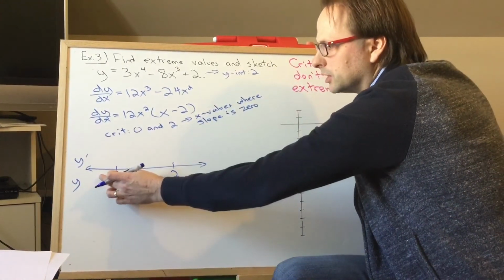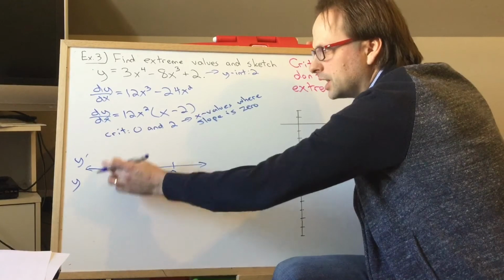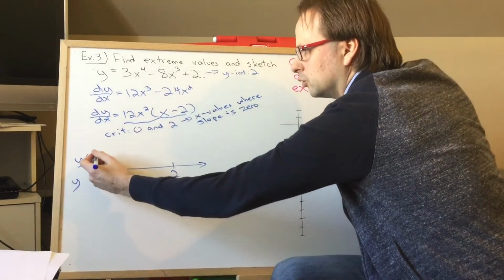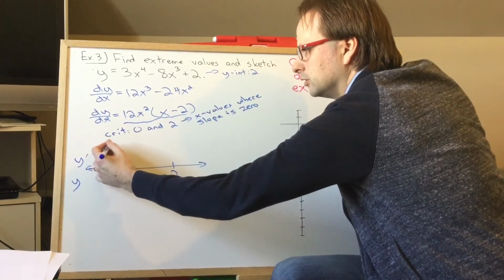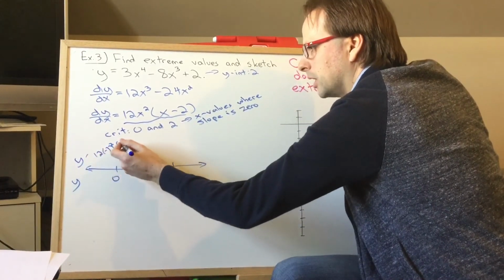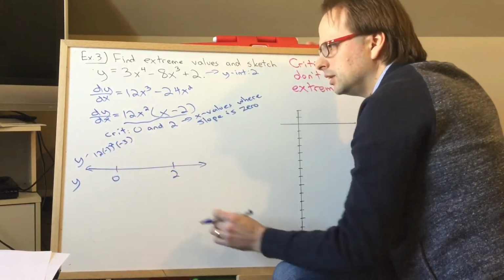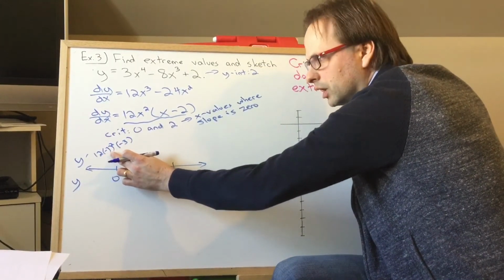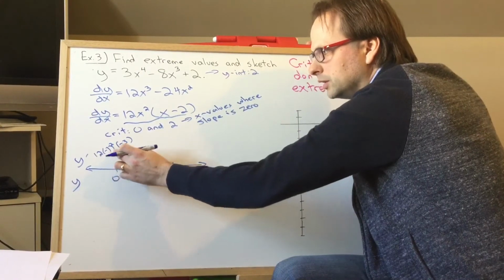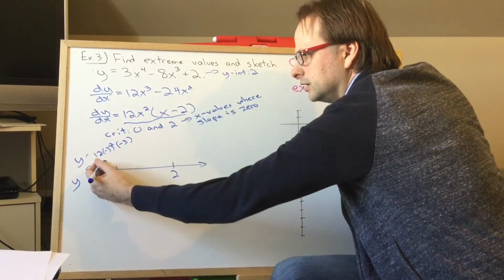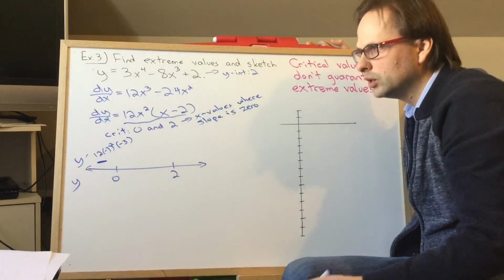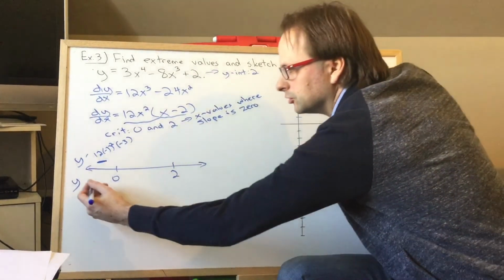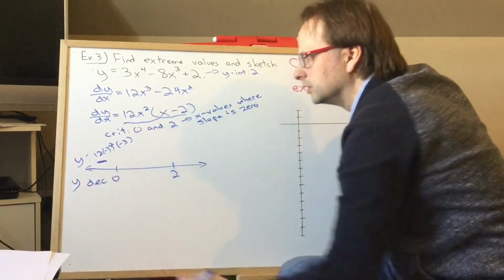So if I pick a number that's less than 0, say if I put in negative 1 into this derivative right here, I would have 12 by negative 1 squared by negative 1 minus 2, which is negative 3. Okay, 12 times negative 1 squared. Negative 1 squared is just 1. So this is 12 times 1 times negative 3. That is a negative value. And I don't really care what that negative value is. That means to start with, this function is decreasing.